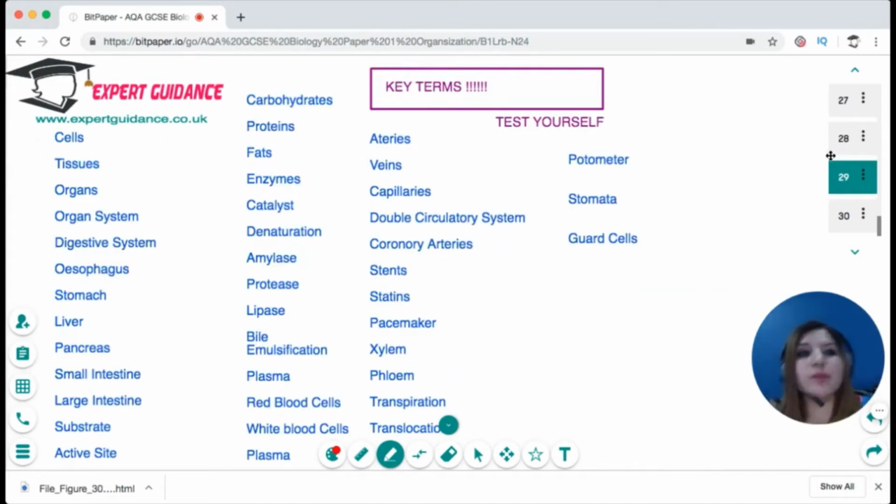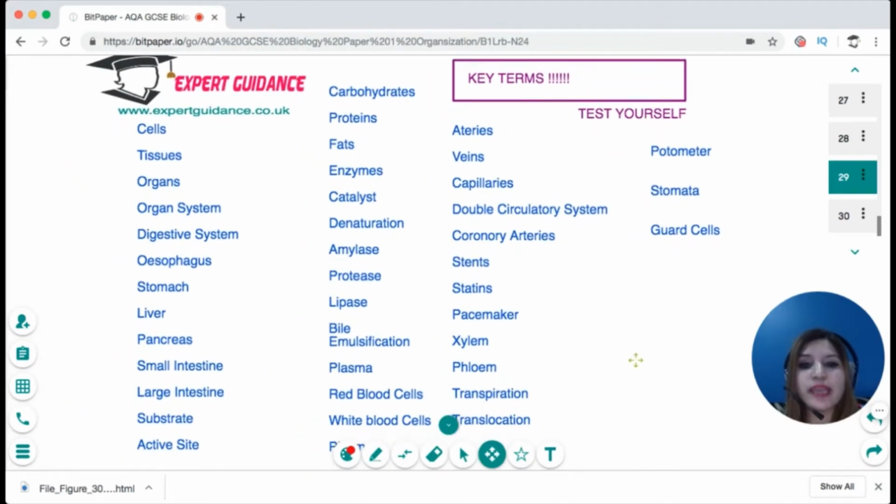Okay, so I hope this unit is clear to you. Now it's time to test yourself. In this unit, we have seen a lot of key terms, so you should be able to explain these key terms.